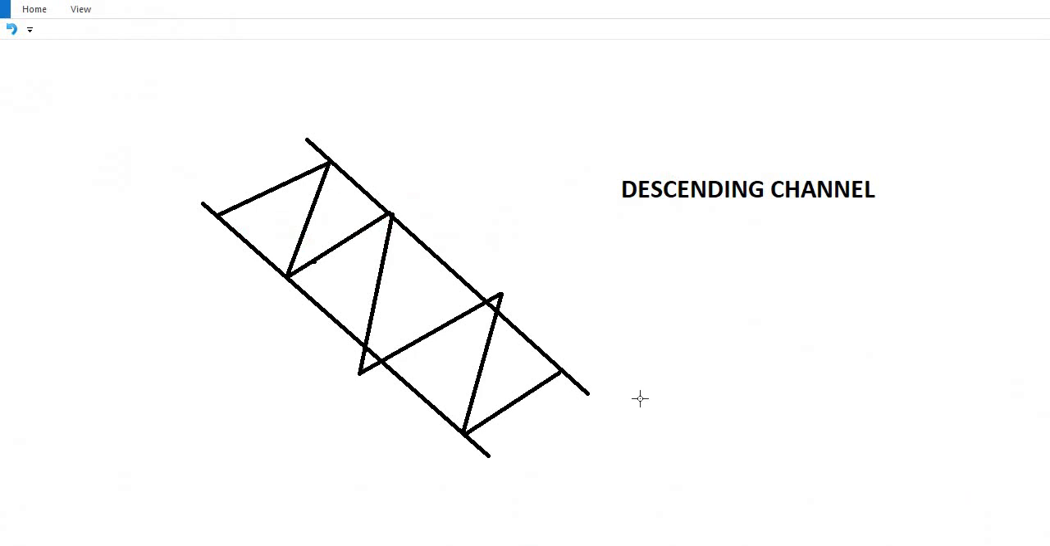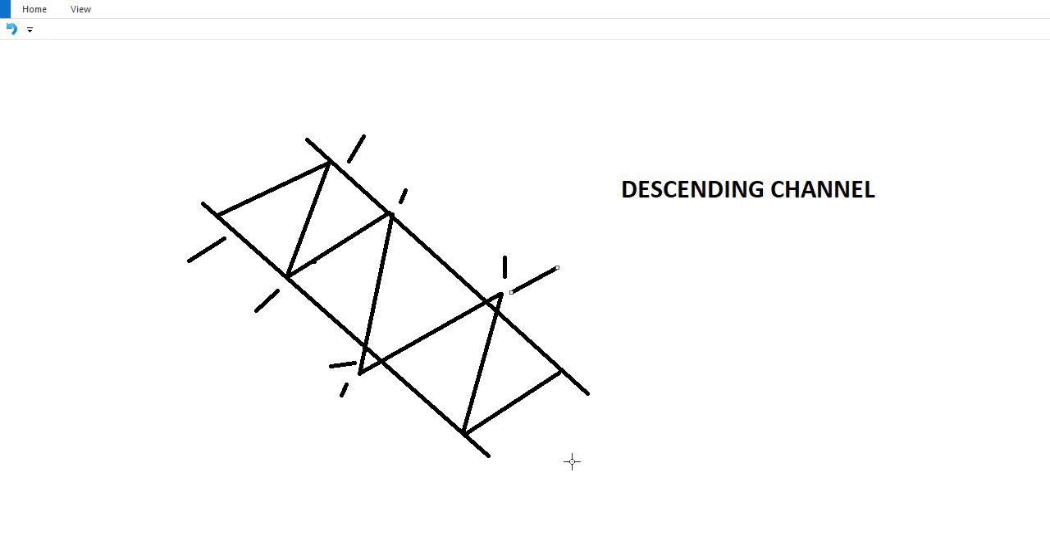Now let's come toward the second channel, which is the descending channel. What happens in the descending channel is that the market forms lower lows and lower highs. So the descending channel is destined to break to the upside. We will make sure that the trend lines are 100% parallel to each other. A little bit of fake outs to the downside and upside of the channel is normal, and that should not be a headache for us.